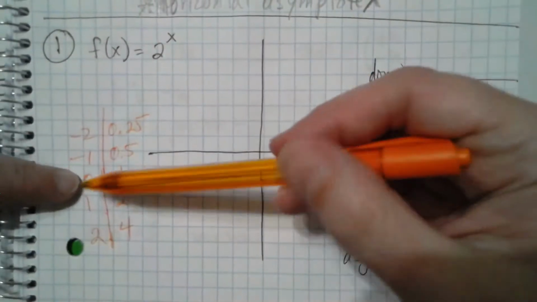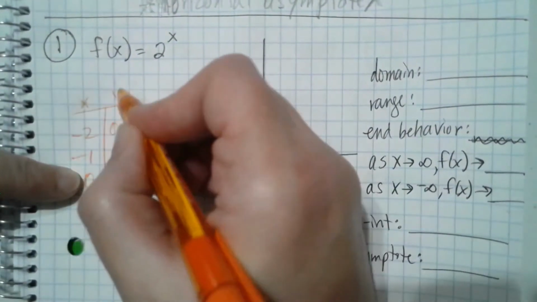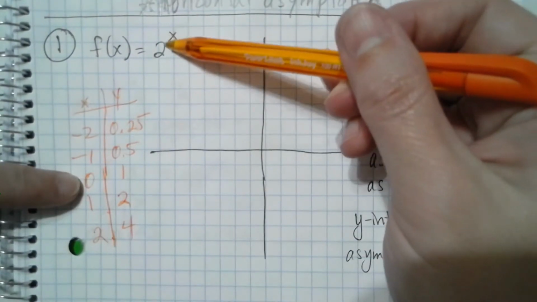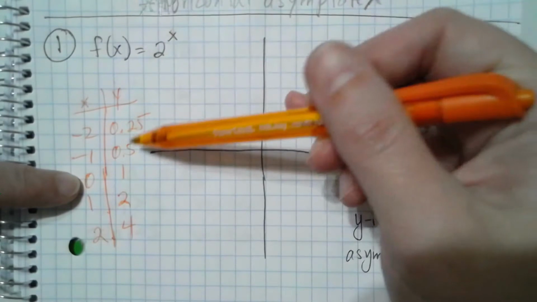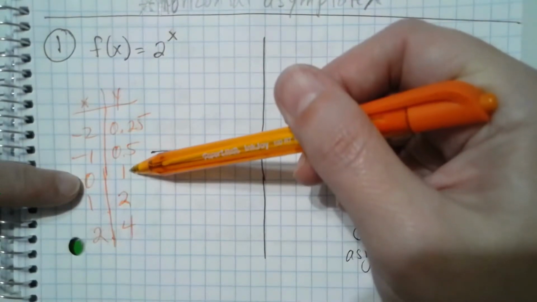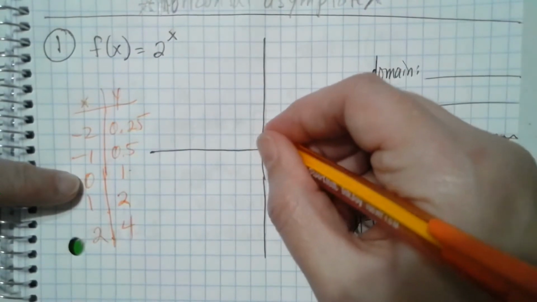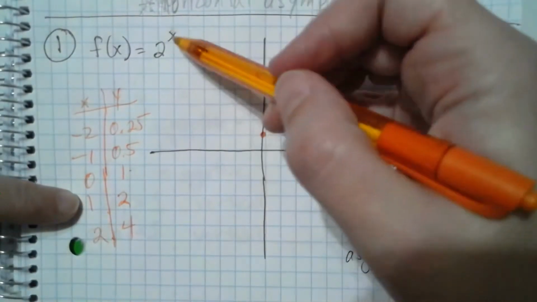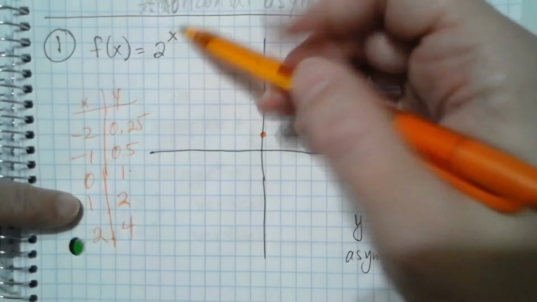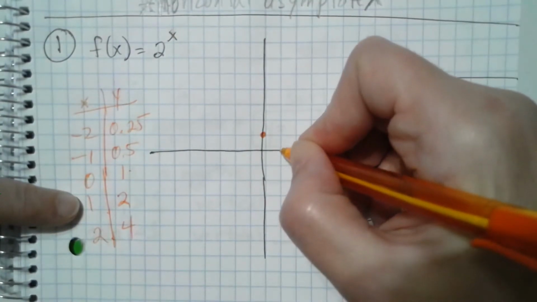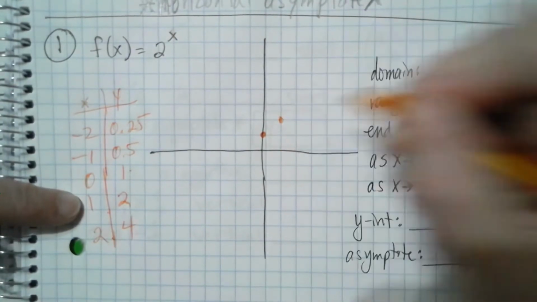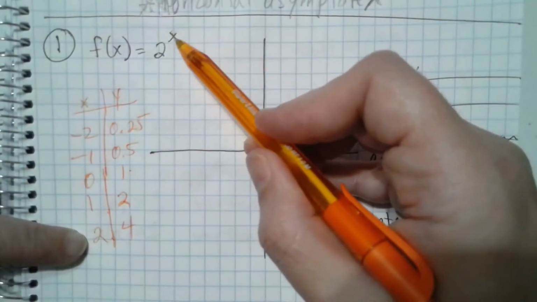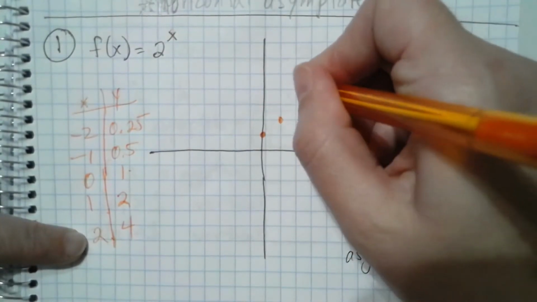Okay, so what this means is, remember, these are our x's, these are our y's. So if I put in a 0 for this exponent, 2 to the 0 power, anything to the 0 power is 1. So that's going to be our 0, 1, that's our y-intercept. Okay, if I put a 1 there, 2 to the first power is 2, so 1, 2 will be a second kind of key point. If I put a 2 right there, 2 to the second power is 4.